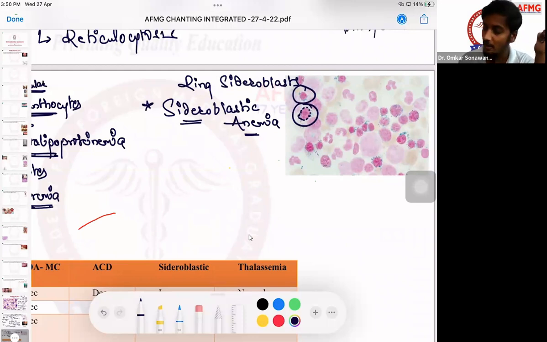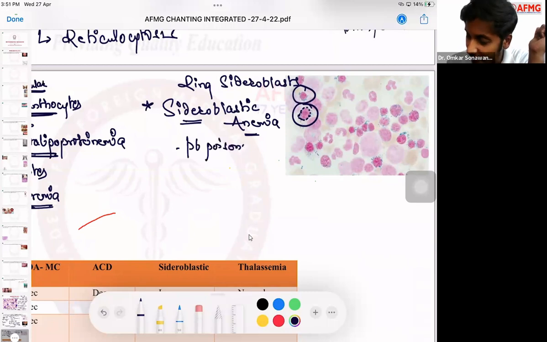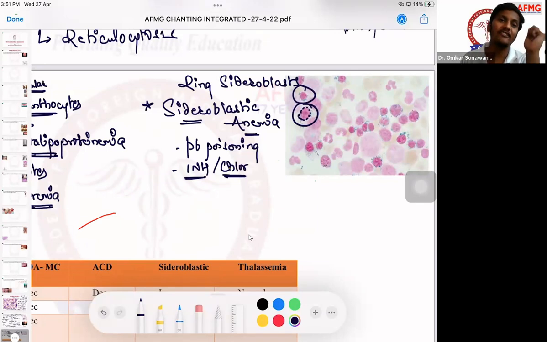Please answer in the chat box. The anti-tubercular drug which causes sideroblastic anemia is isoniazid. It is isoniazid. Important. And one antibiotic drug which can cause it is chloramphenicol. The other antibiotic drug which can cause sideroblastic anemia is chloramphenicol. Please remember these two important causes of sideroblastic anemia.